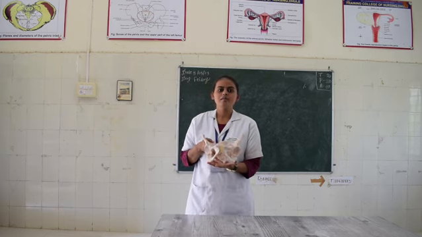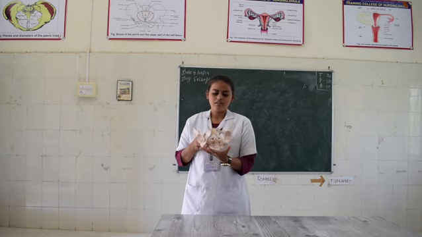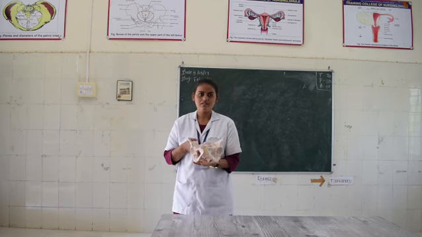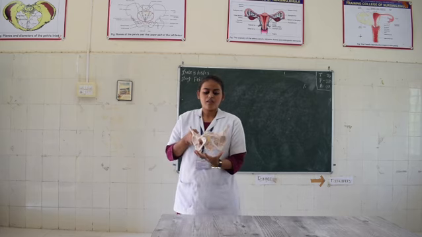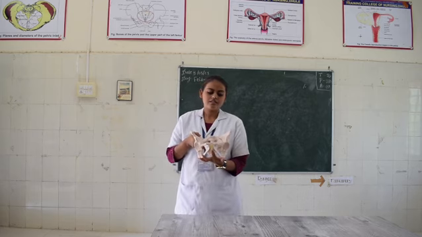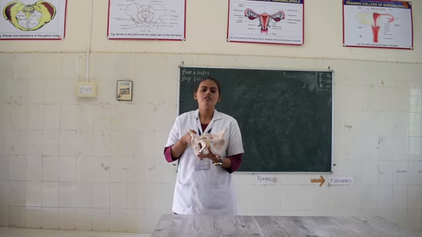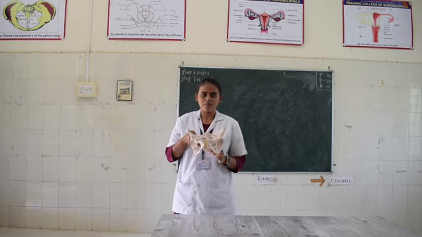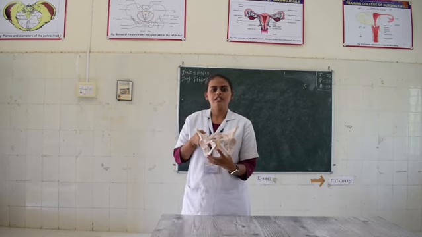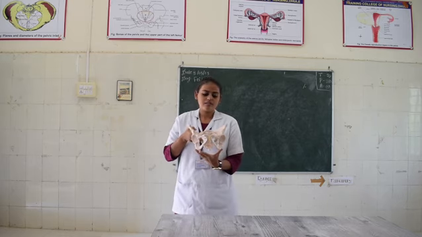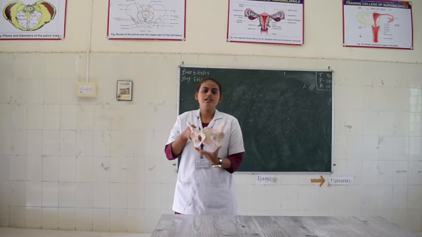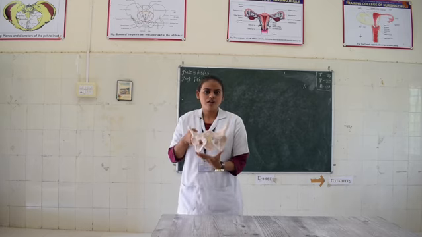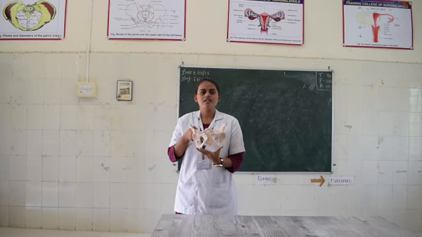Let's talk about the diameters of the pelvic outlet. It has 3 diameters. First is anterior posterior diameter. It is the distance between the inferior border of the pubic symphysis to the end of the sacrum. It is 11 cm in length. Next, bispinous diameter or transverse diameter. It is the distance between two ischial spines. It is 10.5 cm.